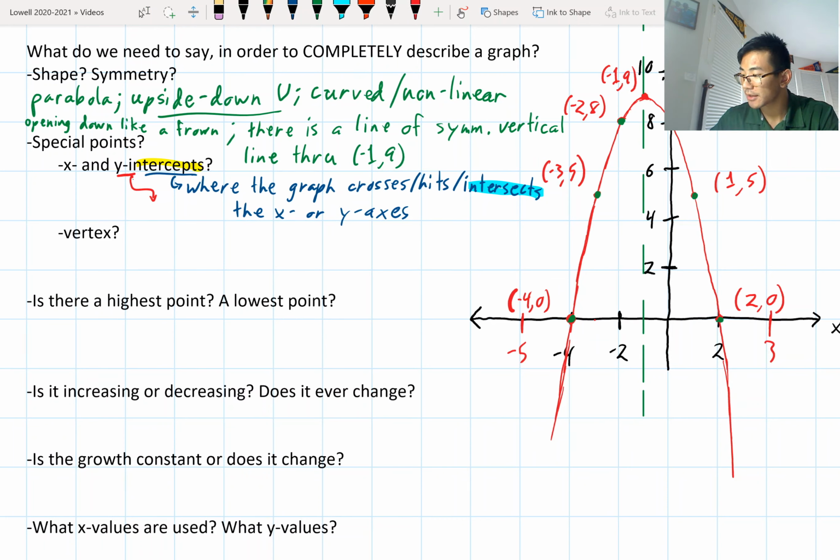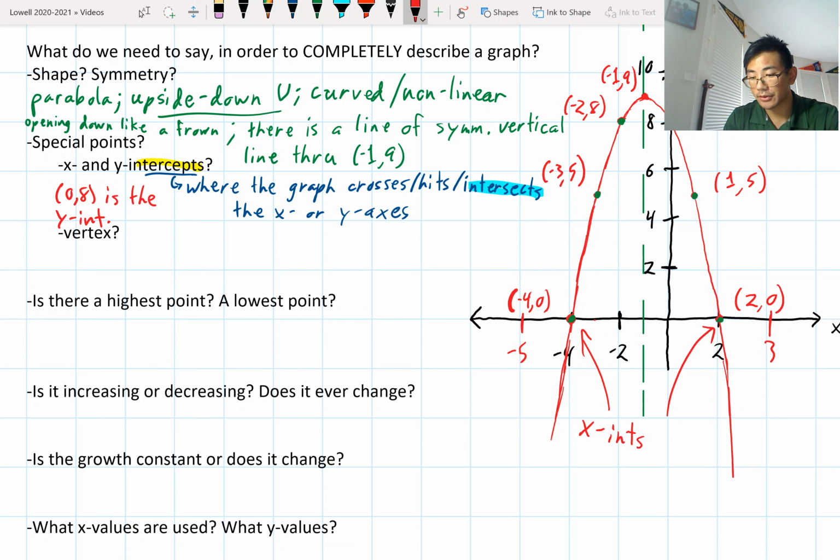Actually, let's write this in sentences. 0,8 is the y-intercept. And where is our x-intercept? We can see those. Actually, there's two of them. One right there, whoopsies, and one right there at -4, 0 and 2, 0. So this graph actually has two x-intercepts.